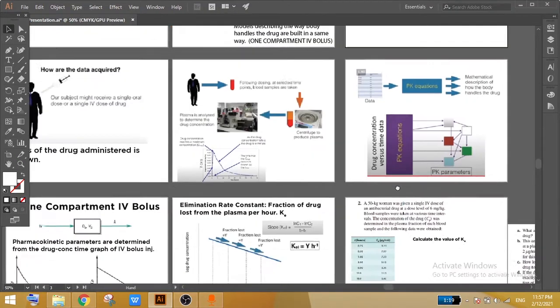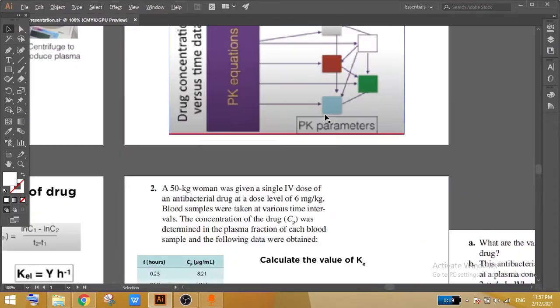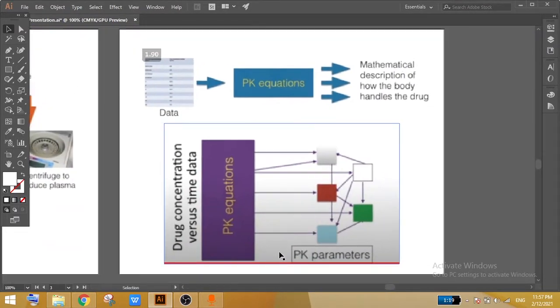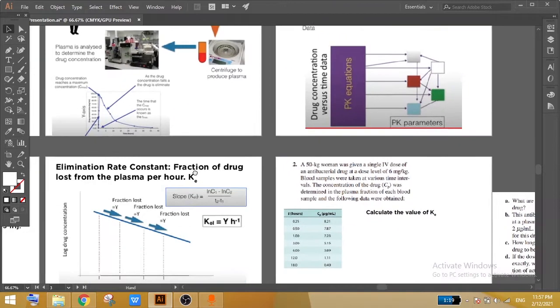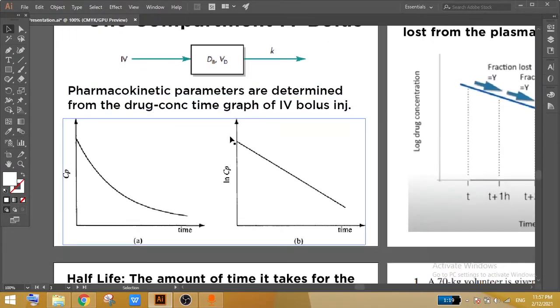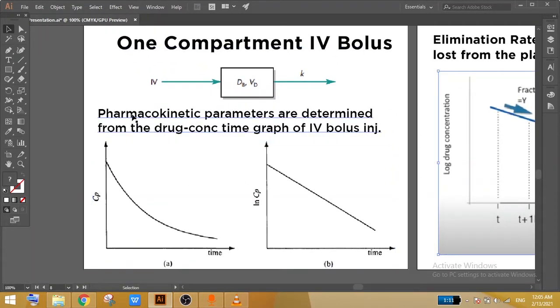So I'm starting with the one compartment IV bolus model, but I will not discuss all the pharmacokinetic parameters in this presentation. I will be just discussing some of the major ones. So, one compartment IV bolus model. We administer our drug intravenously through an IV shot, and it distributes in the body as one compartment, and it is eliminated from the body via first order rate kinetics.